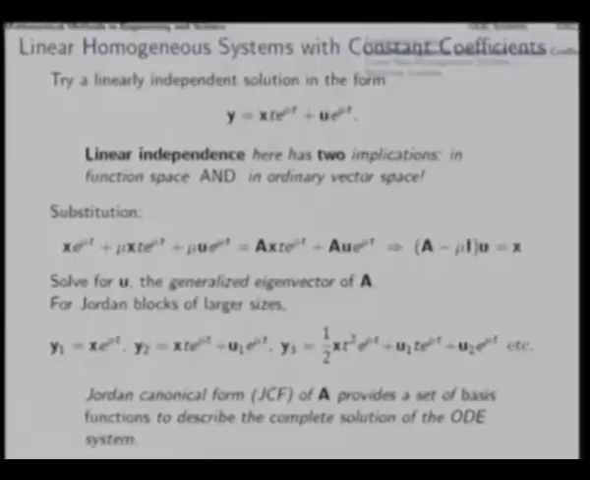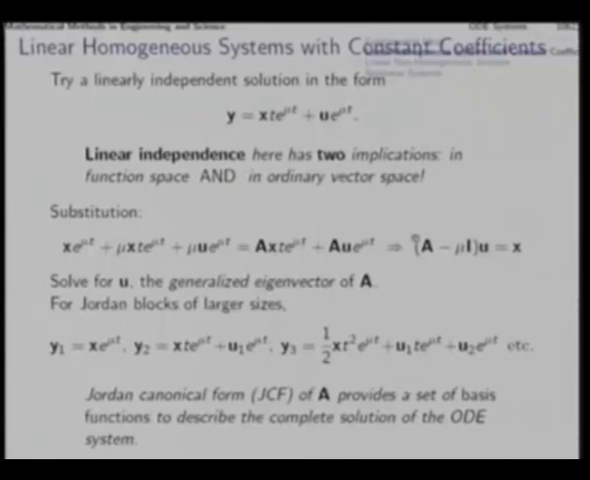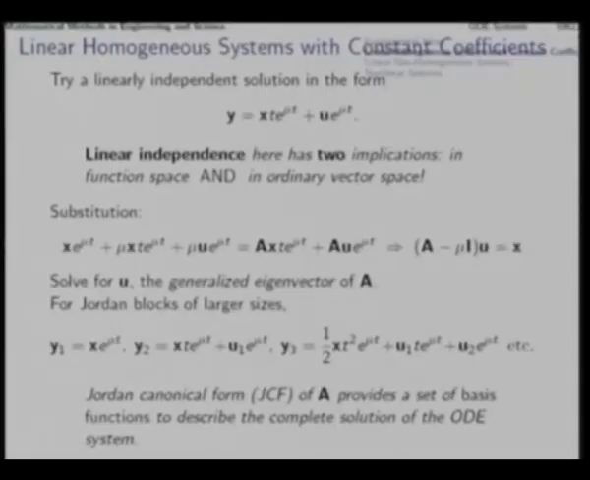Now, if the multiplicity is larger, that is, if the mismatch between the algebraic multiplicity and geometric multiplicity of the matrix A turns out to be more, then similarly the way we found u here, we can find u1 and then next u2 and next u3, as many of them as are required. That means as many generalized eigenvectors as appear in the case, that many we can determine and then complete the basis. And therefore, we find that the Jordan canonical form of A will provide a complete set of basis functions to describe the complete solution of the ODE system.